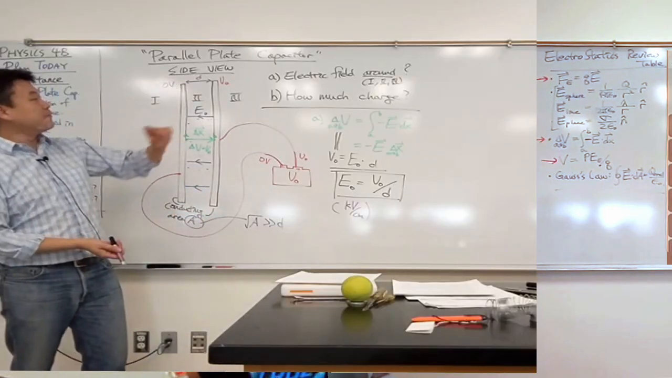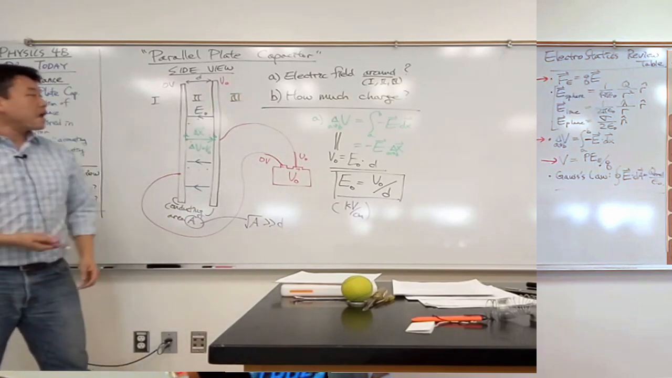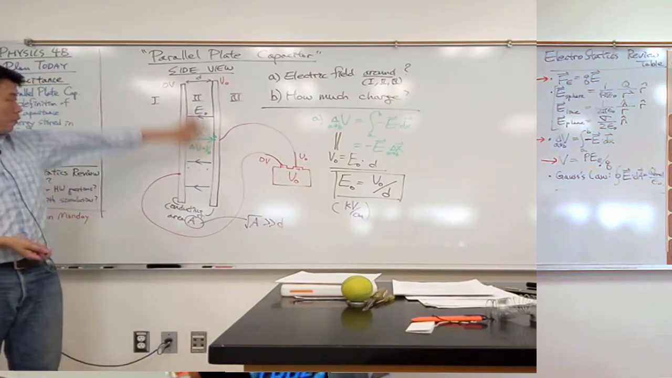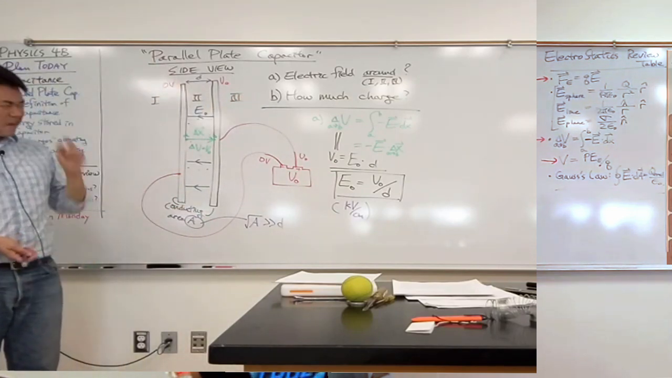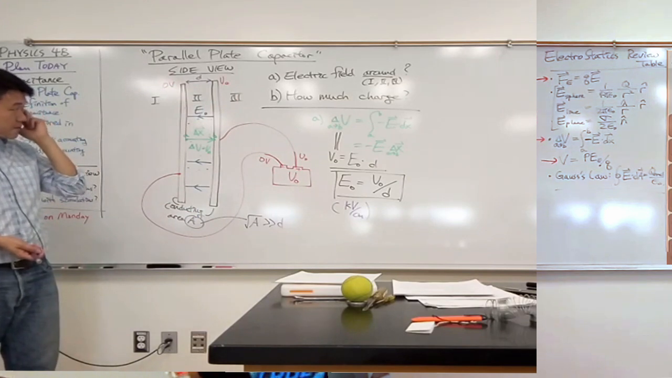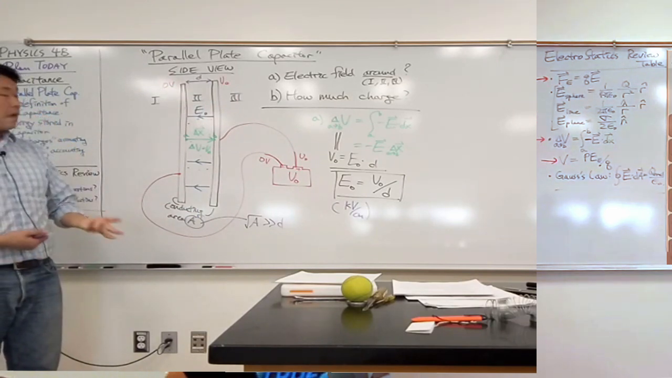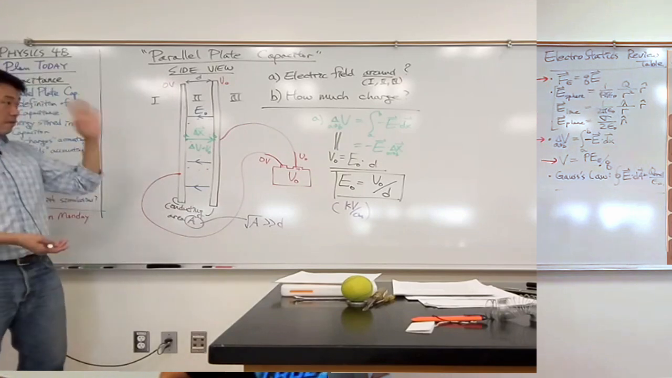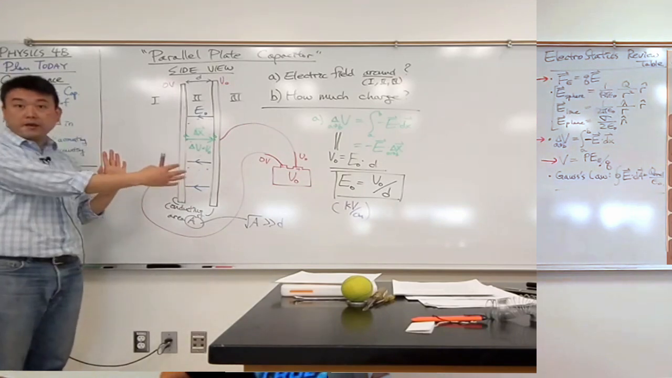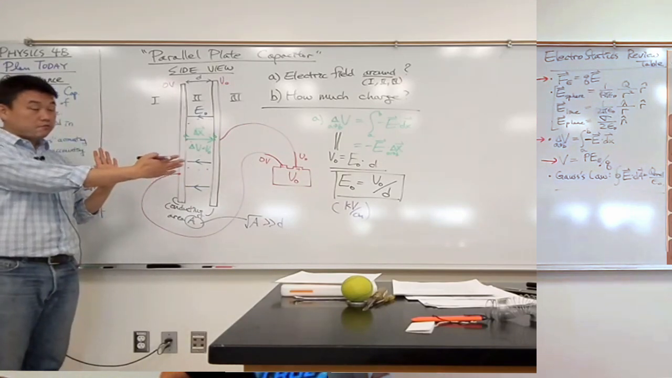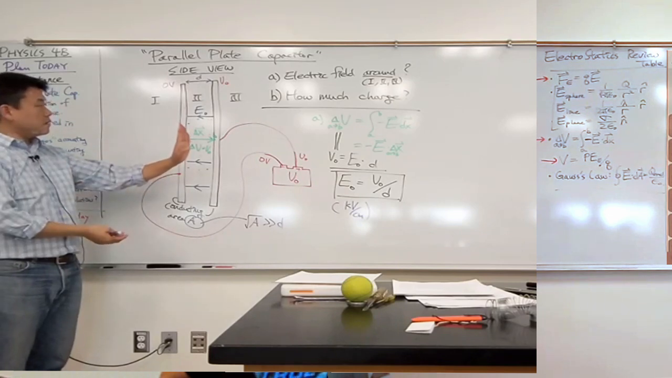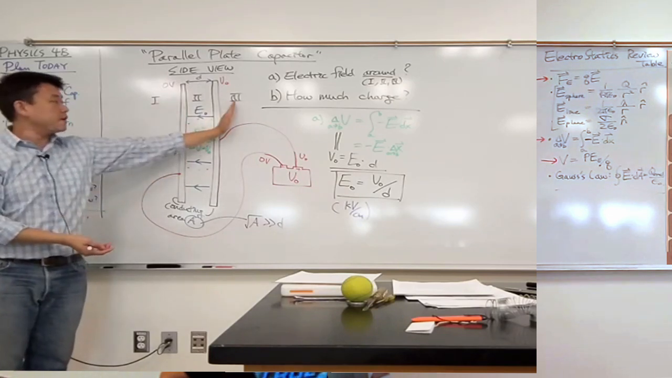Okay, let's move on to the second question. How much charge is on these plates? Let's figure out one thing first. What kind of charge is on what? I have some sense that one plate will have negative charge, the other plate will have positive charge. Which way? Is the positive charge here or here?